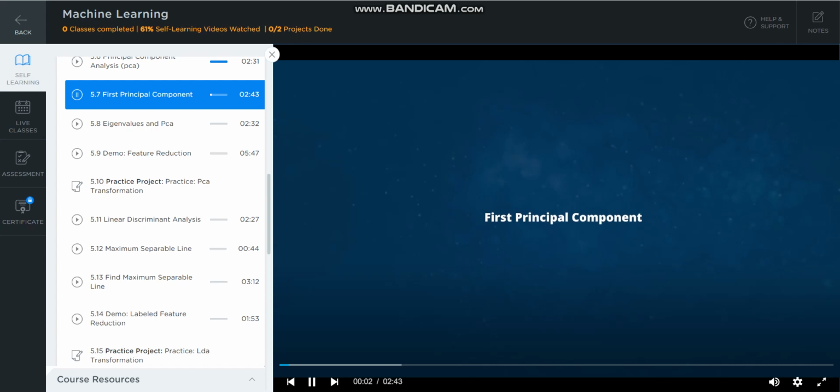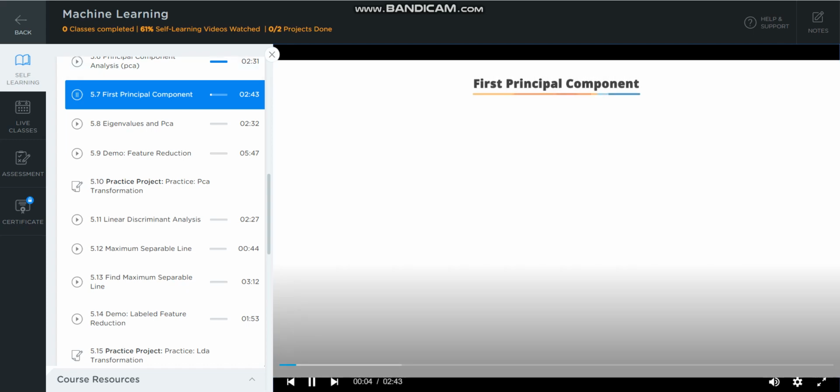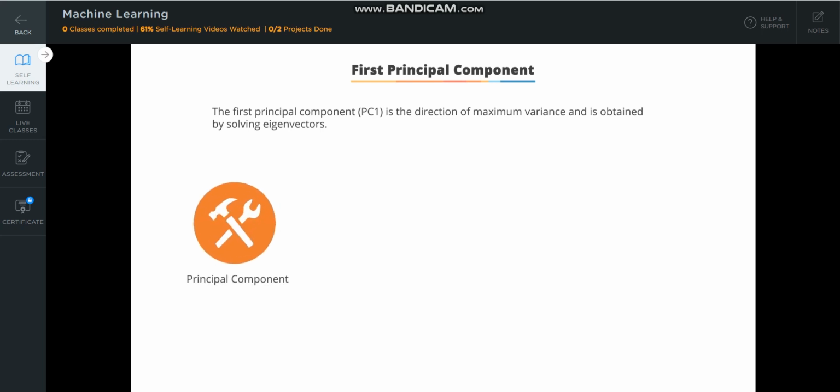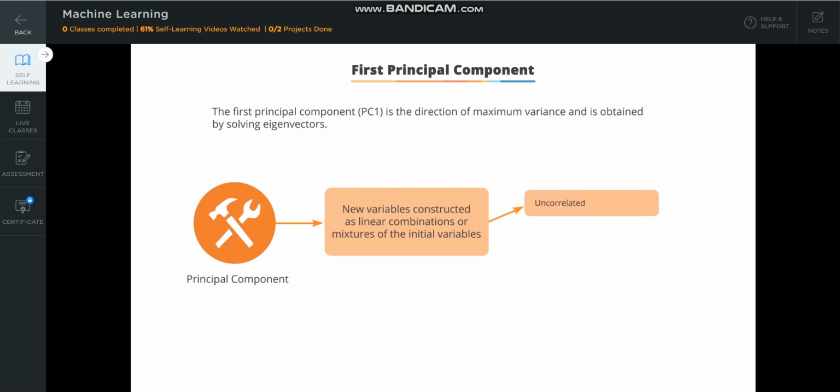Principal component. Let's understand how to find the first principal component. The first principal component is the direction of maximum variance and is obtained by solving the eigenvectors. Principal components are new variables constructed as linear combinations or mixtures of the initial variables. These combinations are done in such a way that the new variables are uncorrelated and most of the information within the initial variables is squeezed or compressed into the first component.